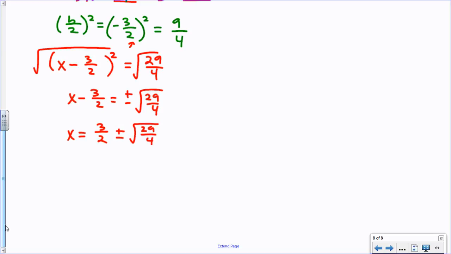So this is the answer. If you can get to here, this is the process of completing the square. This is the main point of this problem. Okay, everybody okay with how we got here? Yes.